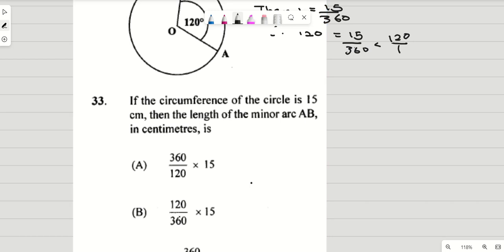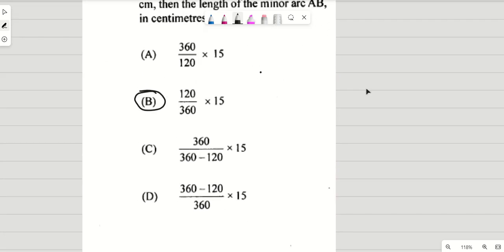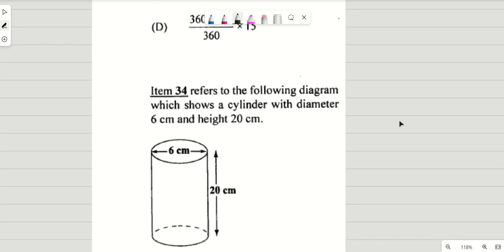So the answer is B here. We have 15 by 120. You're seeing 120 by 15 all over 360, and that would be our answer.